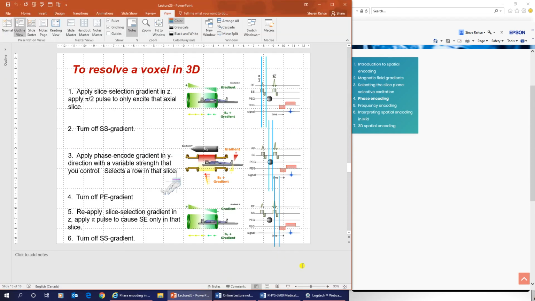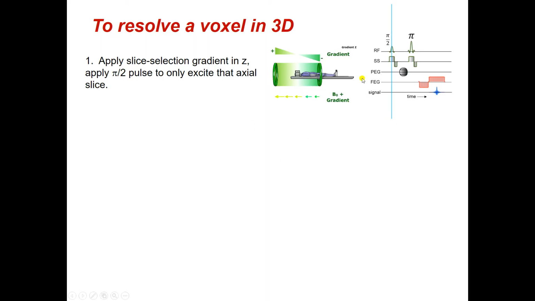So let's go back to our animation and see if that makes some kind of sense. So these signals, time, always moving from left to right. I'm going to explain to you what's happening with the number, and the blue line will show where you are in time. If you can understand these 9 steps, you've really got it. All right, so step 1. Apply the slice selection gradient in Z. So here's our blue line, that's where we are. The slice selection gradient comes on, that's this gray line.